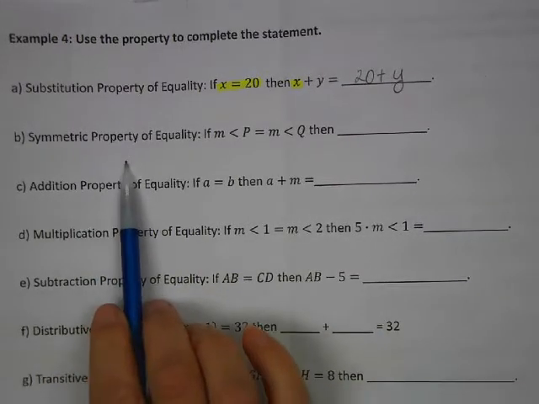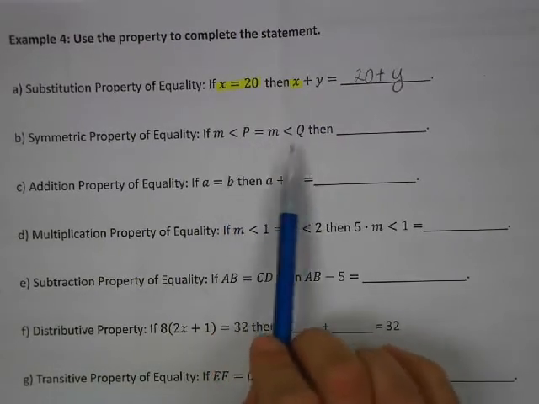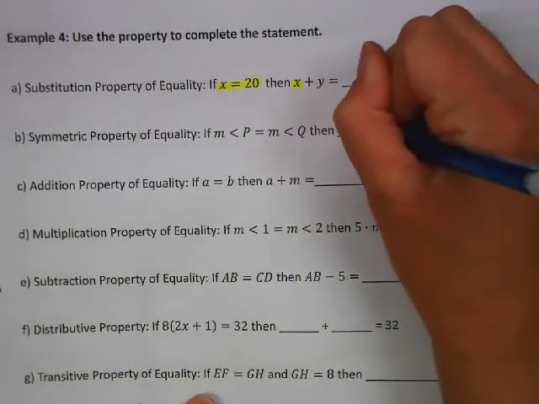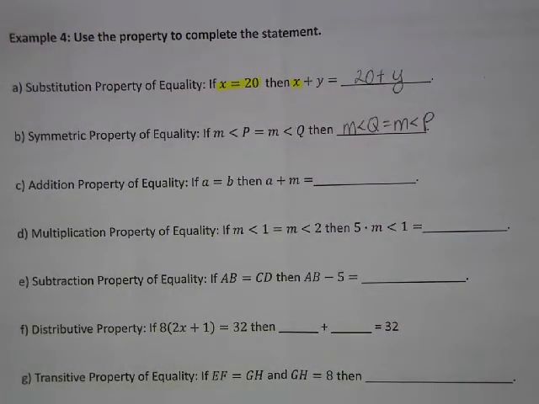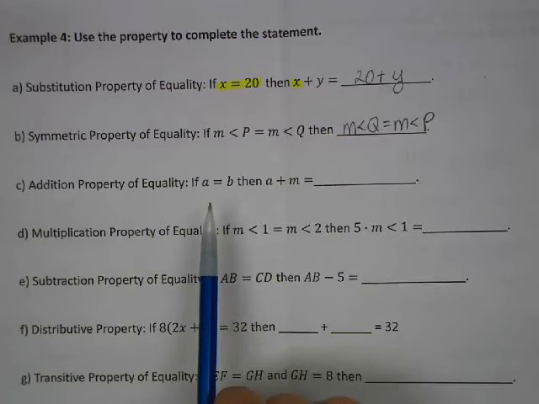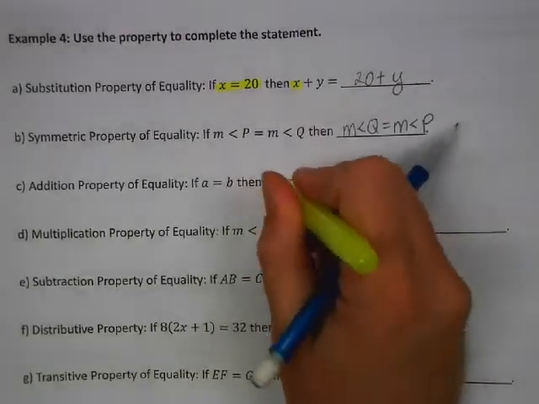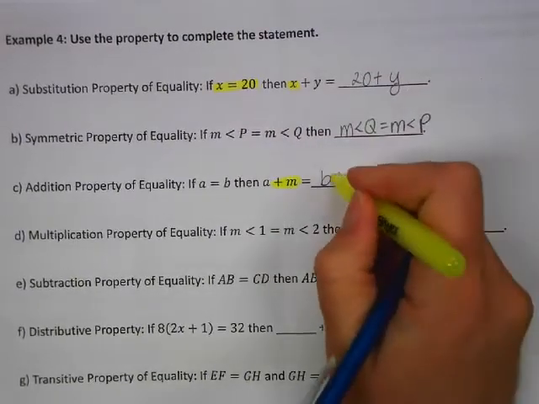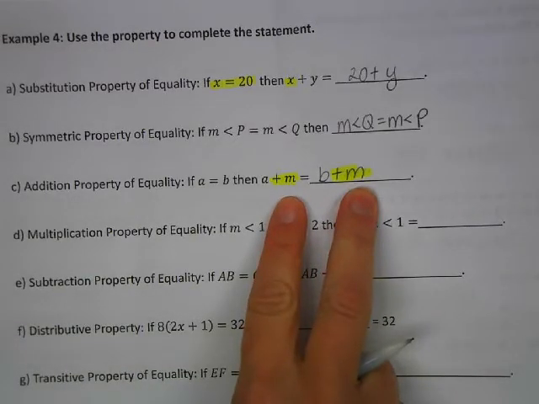And then B, using the symmetric property of equality. Remember, symmetric property of equality says we can flip this order. So if the measure of angle P equals the measure of angle Q, then you could flip the order and say the measure of angle Q equals the measure of angle P. Addition property of equality means we're adding the same thing to both sides. So if A equals B, then A plus M has to also equal B plus M. So there it is. We're adding the same thing to both sides. In this case, we were just adding M to both sides.